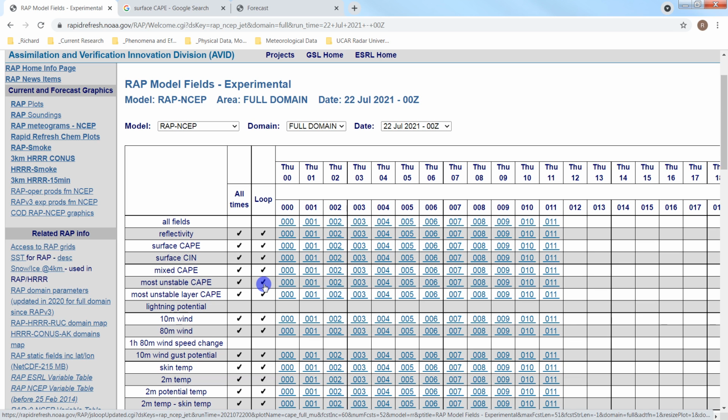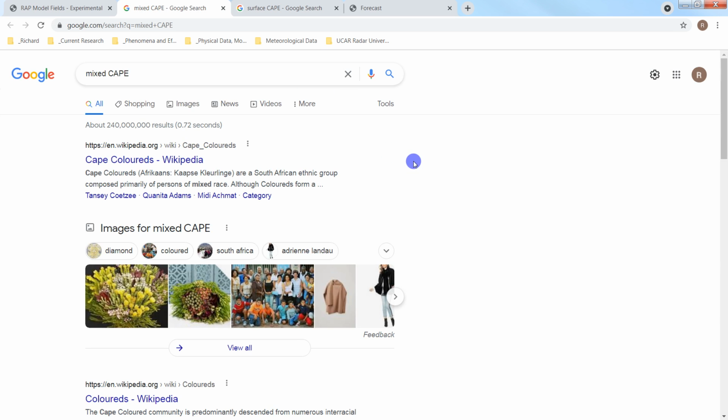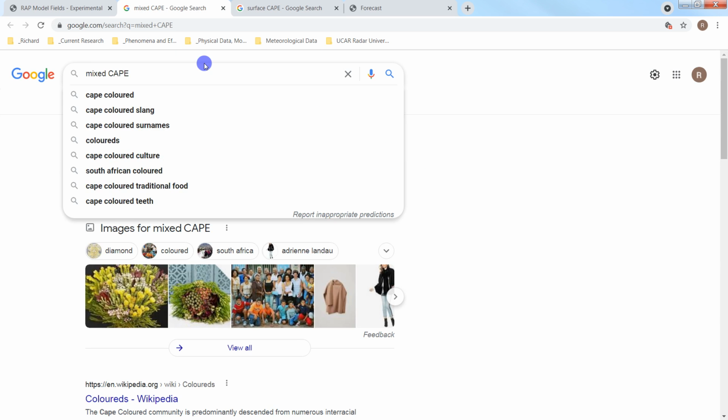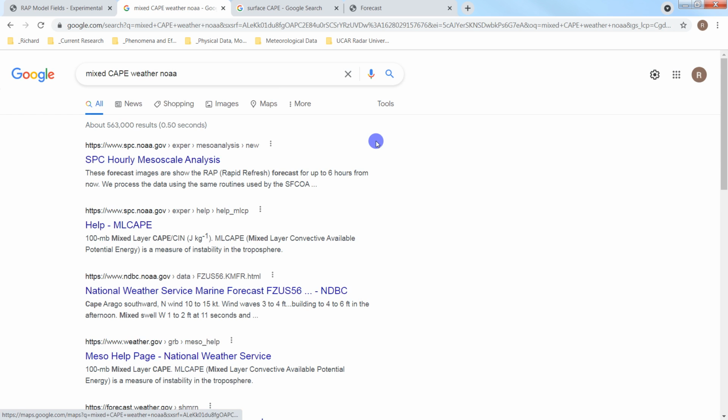Okay, I didn't want my air conditioner to interrupt you. Okay, so there are surface CINs, which aren't explained either, so what do I have to do? I have to open a whole new page. Search that. Weather, NOAA, hourly mesoscale.